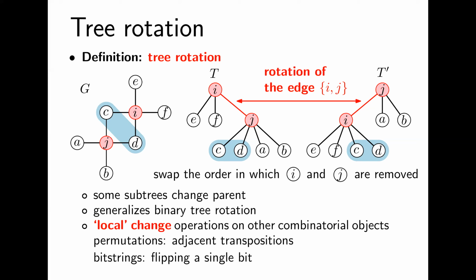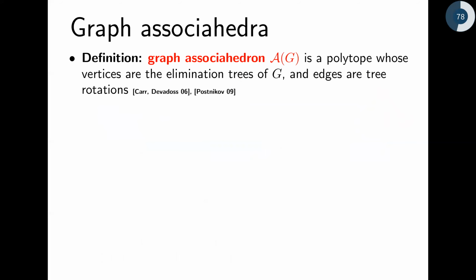So all these special cases, or this general notion of tree rotation, correspond to nice local change operations in all those applications. This is why this justifies some of this choice of tree rotation as our operation. There's another justification, namely coming from polytope theory.